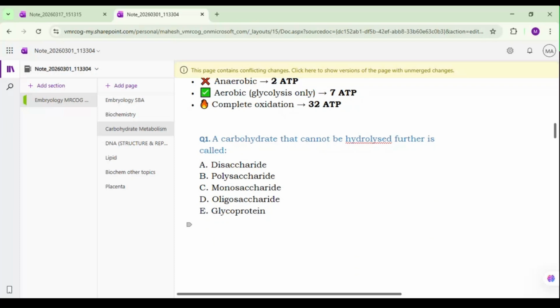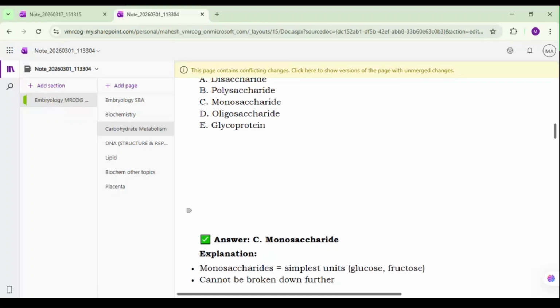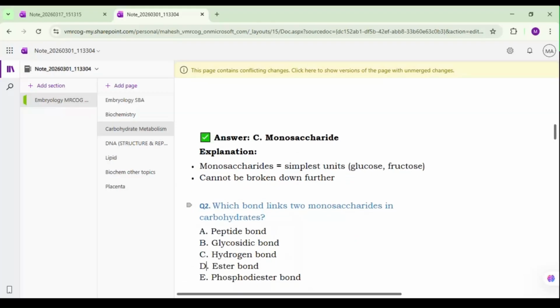Now we have certain questions. Dr. Sansi, can you read this question and attempt the answer? Yes, sir. A carbohydrate that cannot be hydrolyzed further is called: disaccharide, polymer, glycoprotein, monosaccharide. Option C, monosaccharide. Correct. This we discussed in the beginning only. Monosaccharides are the simplest unit, and examples are glucose, fructose, and galactose that cannot be broken down further.